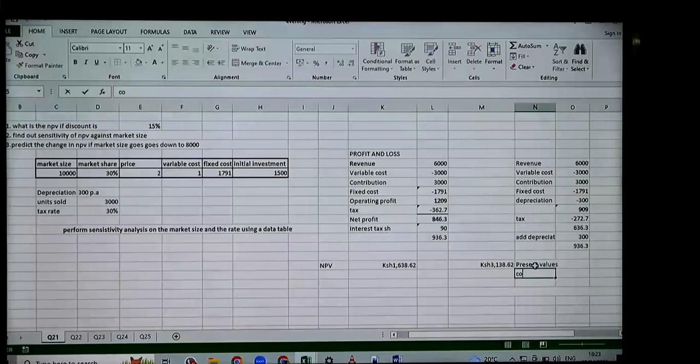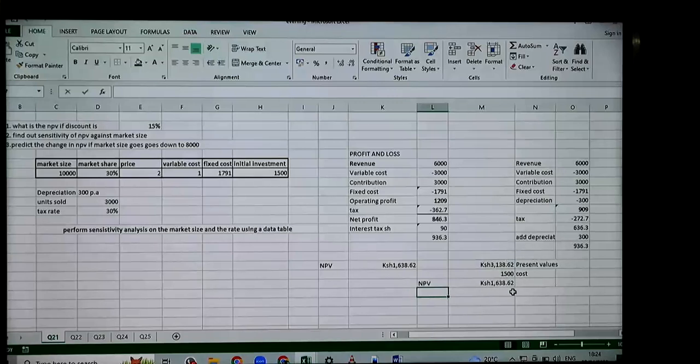And then we have the cost. So our cost of investment was the 1500 here. So I'll come here, equals this 1500, this one. So present value minus cost, you find the NPV, isn't it? The NPV tab equals the present values minus the costs. You find that this is now the NPV.